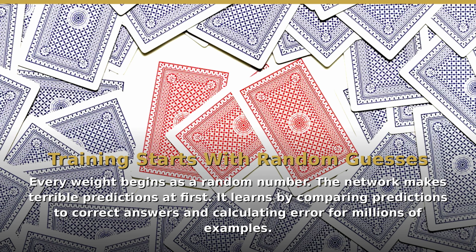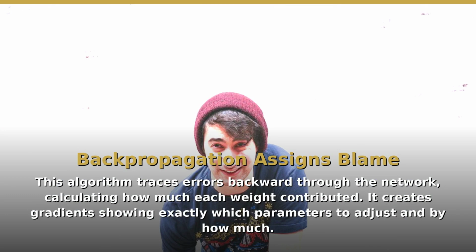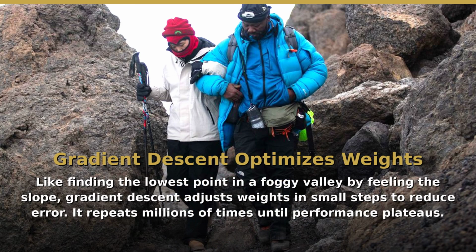The magic happens in backpropagation, the algorithm that taught neural networks to learn. Invented in the 1980s but scaled massively in the 2010s. Backpropagation calculates how much each weight contributed to the error. It traces the error backward through the network, layer by layer, assigning blame proportionally. A weight that strongly pushed toward the wrong answer gets flagged for a bigger adjustment than one that barely mattered. This creates a gradient, a mathematical direction indicating how to change each weight to reduce error.